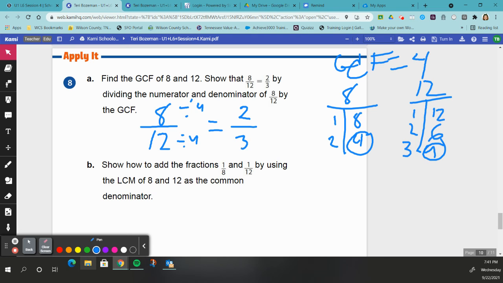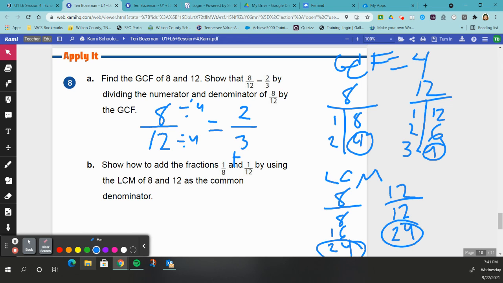And then B says that you're going to be adding these two fractions, 1/8 and 1/12. Well, if we remember from previous grade levels, when we have fractions, they have to have the same name, the same denominator. So what you can do is you can find the least common multiple. If I'm going by 8s, I would have 8, 16, 24. Well, I know already my least common multiple because I know that with 12s we would have 12 and then 24. So 24 is the least common multiple.